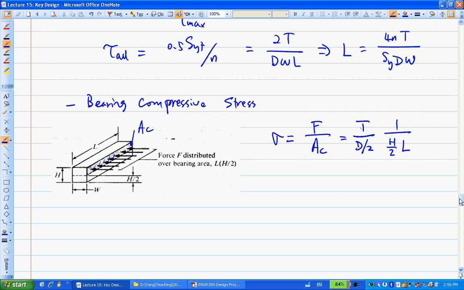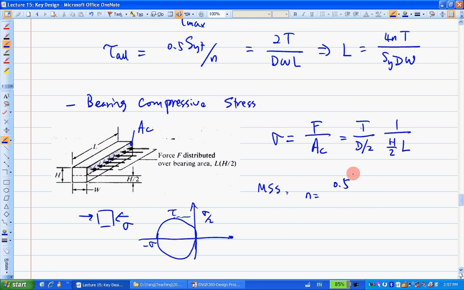Next is to choose a failure equation. If I draw a stress element here, this is your sigma, under compressive stress. If you draw your Mohr's circle, it looks like this, and this is your sigma here, negative, and your maximum shear stress, tau, is sigma over 2. It doesn't matter whether you choose the maximum shear stress or the distortion energy, because for ductile material we had two different theories, MSS and distortion energy, and both theories in this particular case give us the same results. If it's MSS, your N equals 0.5 SYT over tau max.